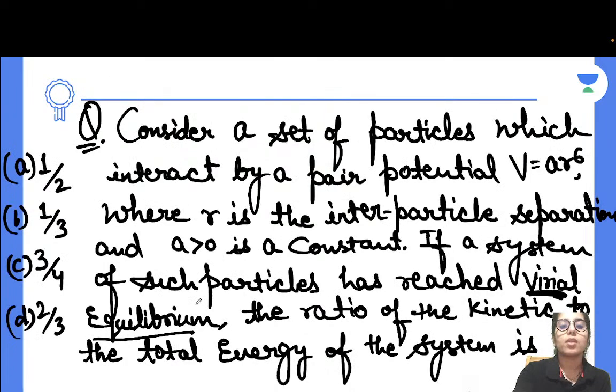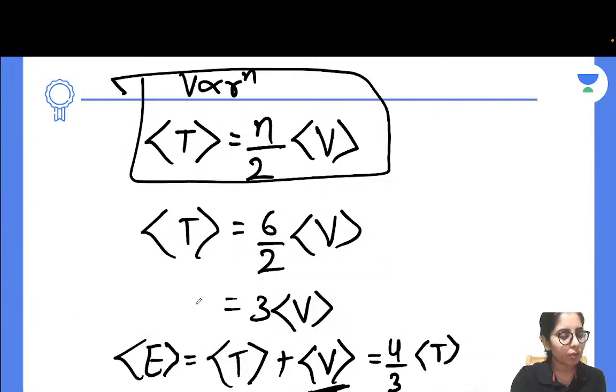The question is asking us to find the ratio of the kinetic to the total energy of the system. So I just need to find T over E, and that will be just 3/4. So our right answer is option C, which says 3/4. That's your right answer. Please tell me if there is anybody having any doubt.